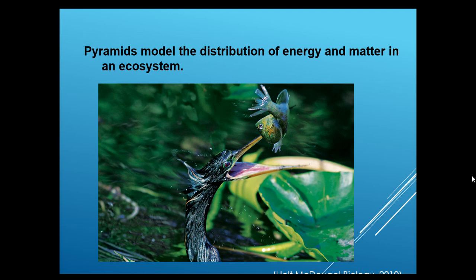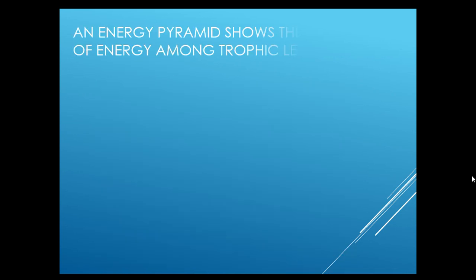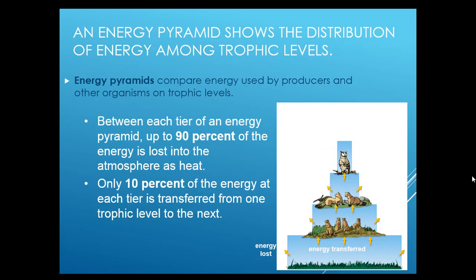Hello. As mentioned in our previous section, we are now going to be talking about how energy and matter are distributed within an ecosystem. So the first model that we're going to take a look at is what we call an energy pyramid. So this is going to show us how energy is going to be distributed as we move through the different trophic levels within an ecosystem.